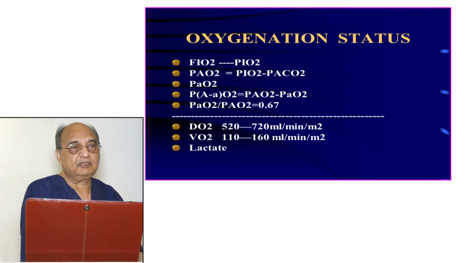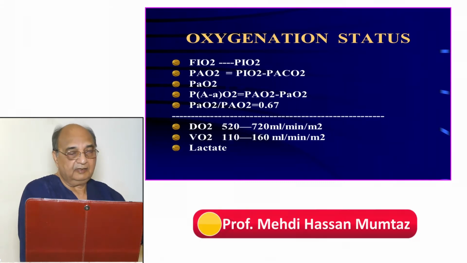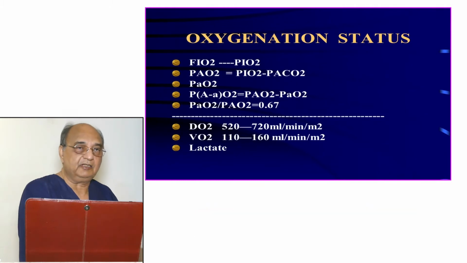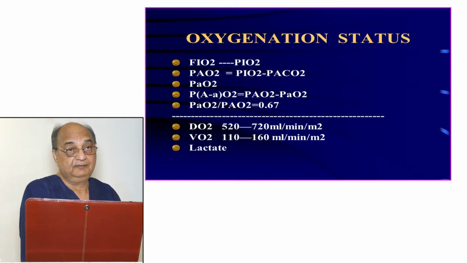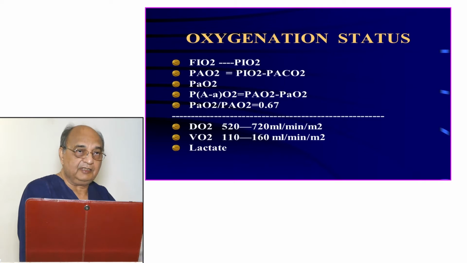Then the bulk of the oxygen is carried by the hemoglobin and delivered to the tissue. From there we calculate how much is being delivered. That's called DO2, delivery of oxygen. Then how much is extracted by the tissues. So we have to take the venous sample, then look at the oxygen content of arterial blood and of venous blood. Whatever the difference is, that is the amount which has been taken by the tissues.